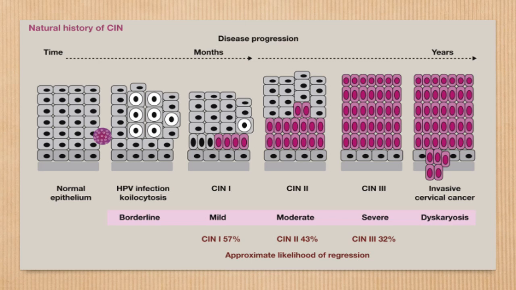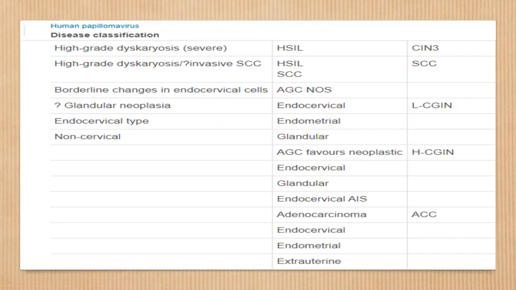Then in CIN2, two-thirds of the epithelium is involved. There is correlation with moderate dyskaryosis, and there is 43% likelihood of regression of the disease. CIN3 is also called severe dyskaryosis, with 32% and other disease classification, high grade dyskaryosis, cancer. High grade squamous intraepithelial lesions are dysplastic, but it is not cancer yet.